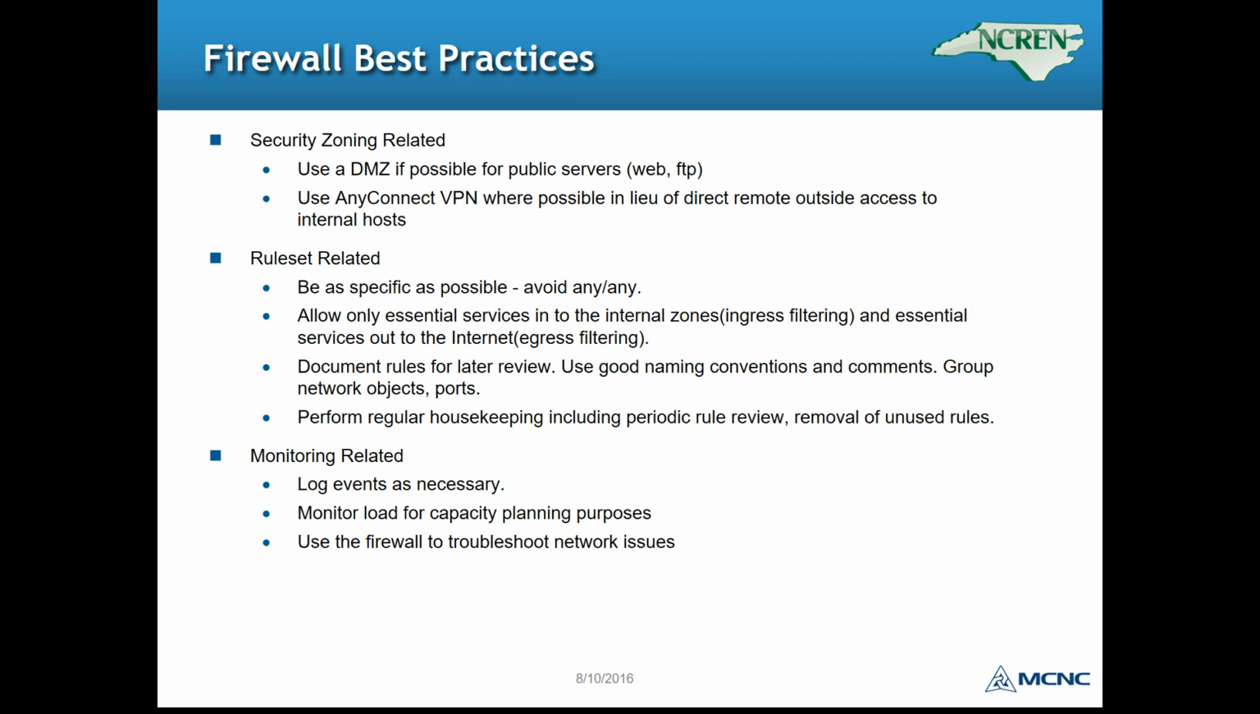And then use AnyConnect VPN when possible in lieu of direct remote outside access to internal hosts. A lot of times what I'll see when doing network assessments is folks that have RDP from servers directly on their inside host or in their server DMZ that are connected directly to the outside, so that they can get remote access from home.